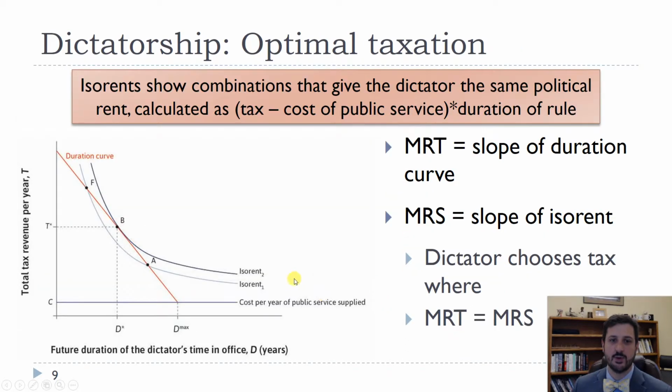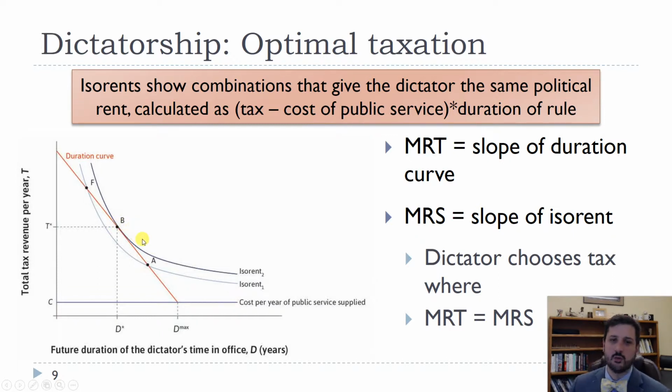And then we can think about, all right, well, what is the point at which the dictator will tax? Well, here we have ISO rent curves that show the combination that gives the dictator the same political rent. So it's just the tax minus the cost of the public service. So in this case, it would be T star minus C times the expected duration. And so the highest ISO rent curve that we can get on for this person is at point B, right, where the slope of the two are equal.